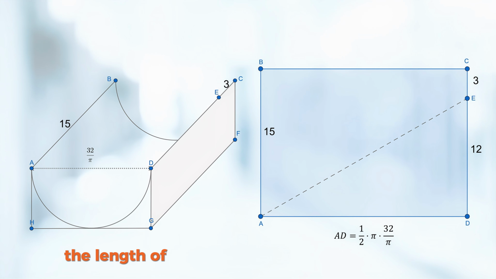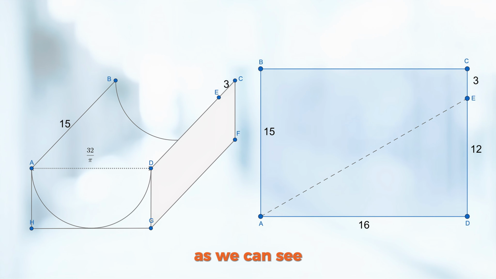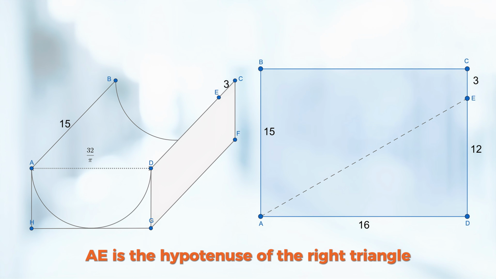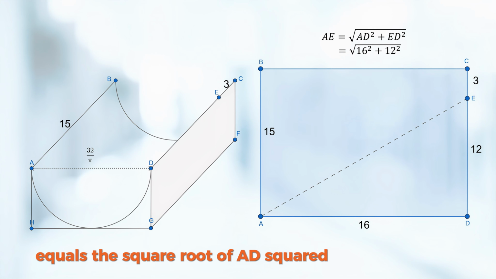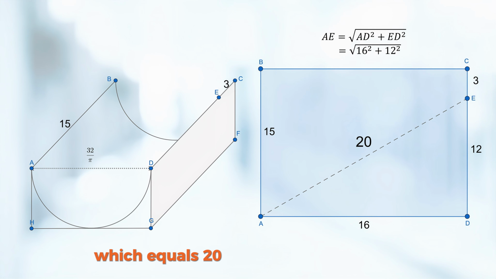The length of AD is the length of the semicircle, which equals half π times 32 divided by π, which equals 16. As we can see, AE is the hypotenuse of the right triangle AED. So, AE equals the square root of AD squared plus ED squared, which equals 20. And that is the answer.